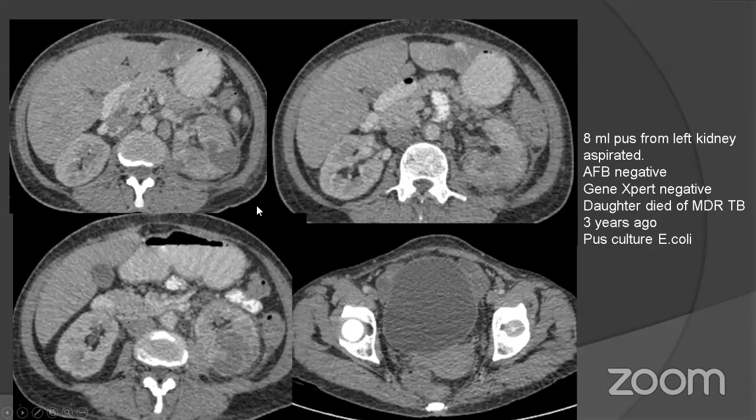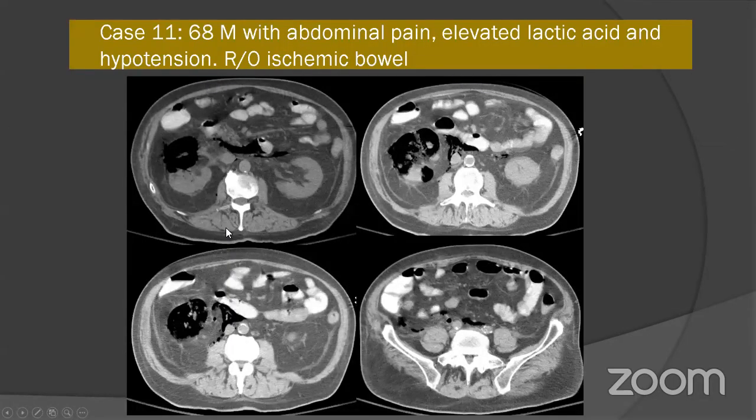Because a patient's family member was MDR positive TB 3 years ago, TB tests were done and they were all negative. The pus was cultured and was positive for E. coli. Now, this patient, a 68-year-old male with abdominal pain, elevated lactic acid, was hypotensive and sick. They wanted to rule out ischemic bowel.